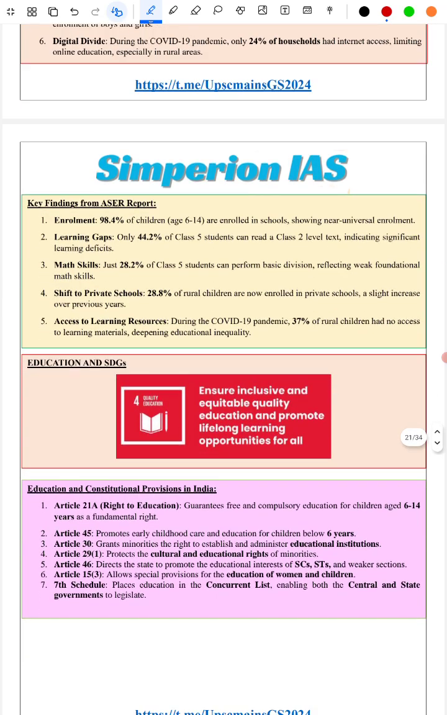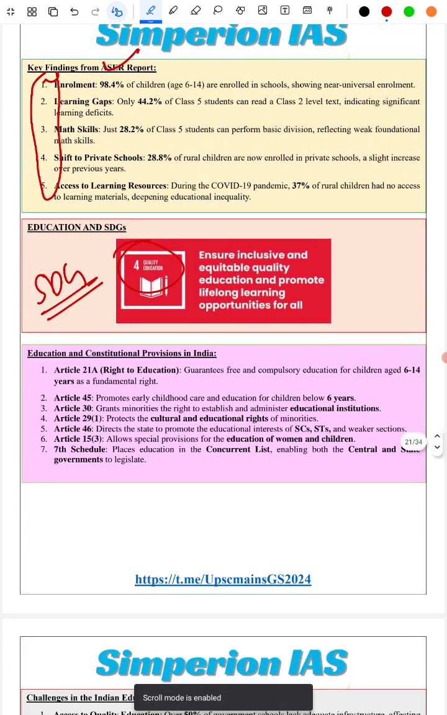And next, we have covered the ASER report. What are the key findings of the ASER report? It mainly talks about people's learning skills, math skills, enrollment related things, the learning gap, etc. We have covered everything in 5 points. Next, we have covered SDGs and education. SDG 4 deals with education.